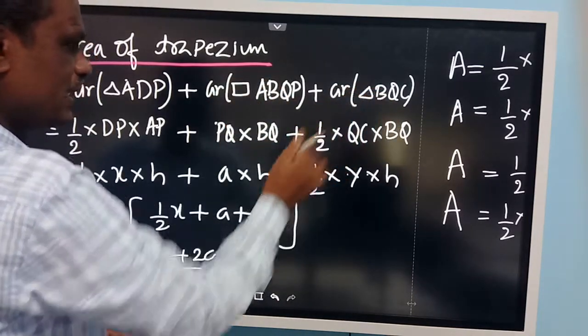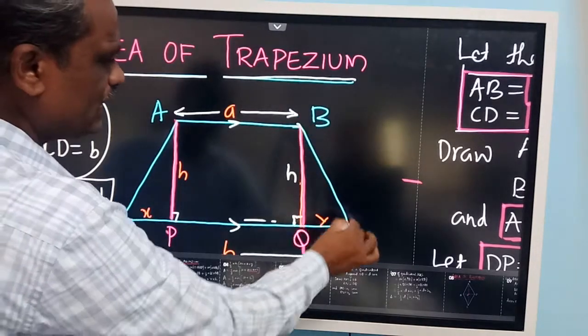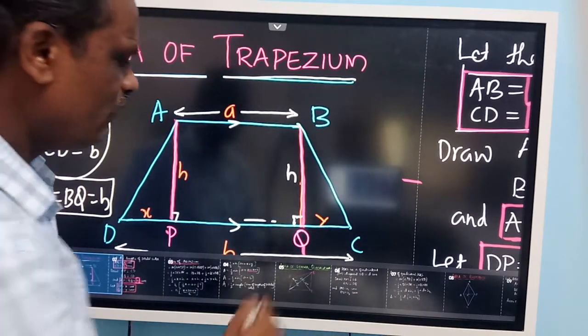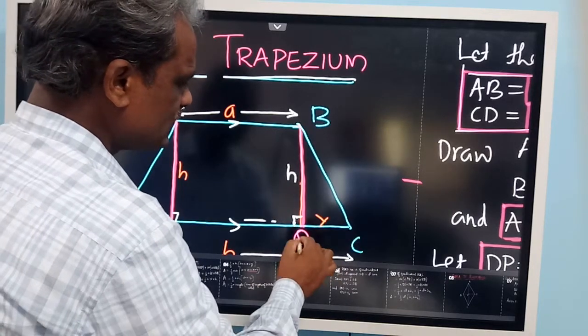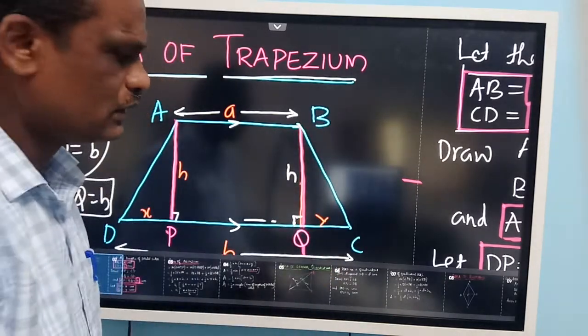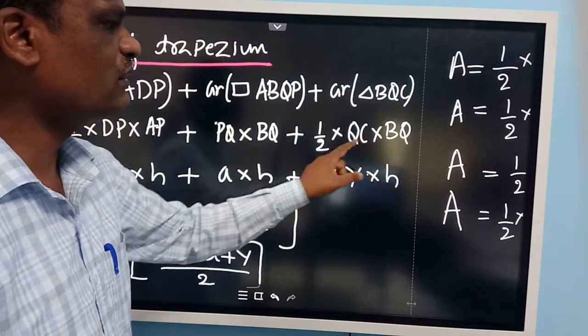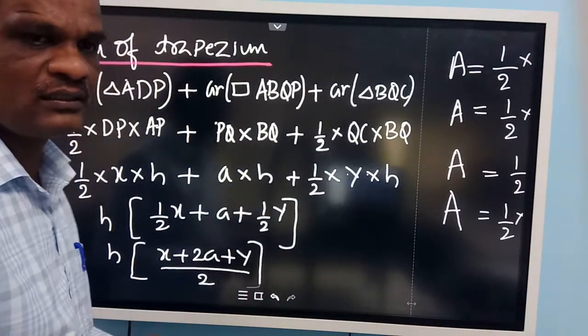Let us come to the triangle BQC. This is the triangle BQC. What is the formula to find the area of BQC? Half into base into height. Base is QC, height is BQ. So that we have written here: half into QC into BQ. So you understood how I got these three parts.